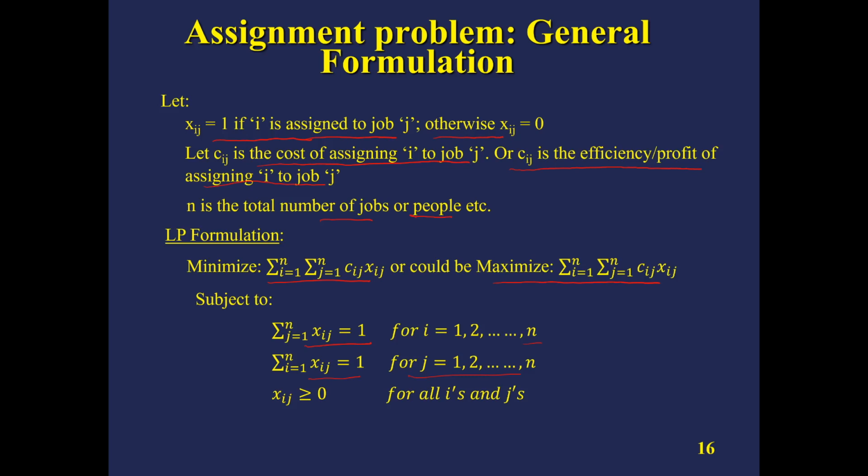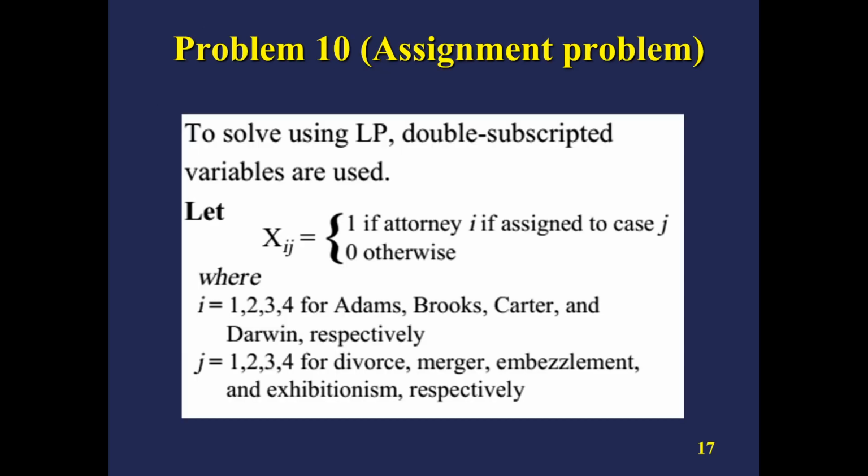For all i's and j's, xij should be greater or equal to 0. This is a special formulation for this kind of problems. Let's look at the earlier problem of lawyers, and how to formulate it. This was the general formulation. The particular formulation can be like this.